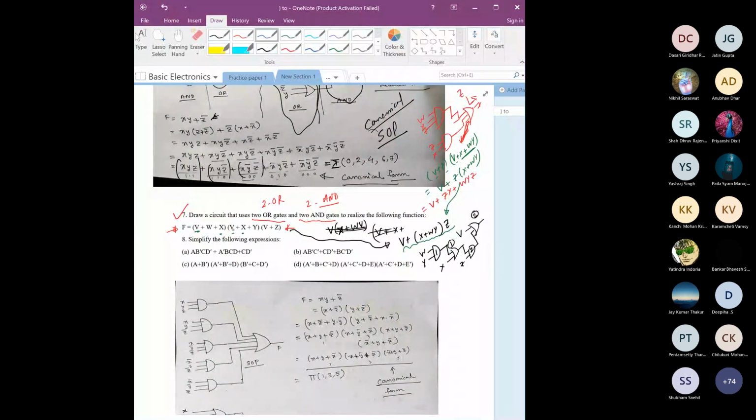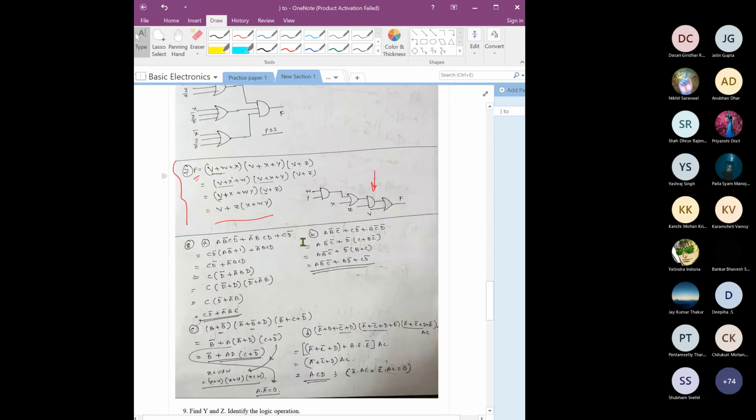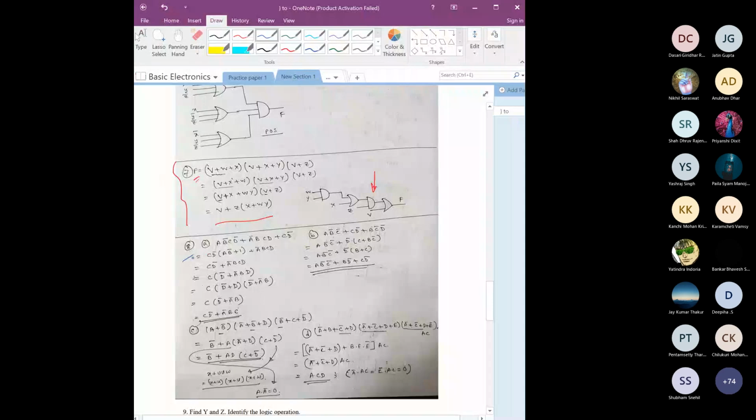So let's see that next. Simplify the following expression. Okay. So it is also pretty straightforward, right? A B bar, this A B bar C D bar, then this, right? So try to solve this. So here it is A B bar C D bar, then A B C D bar, this one.